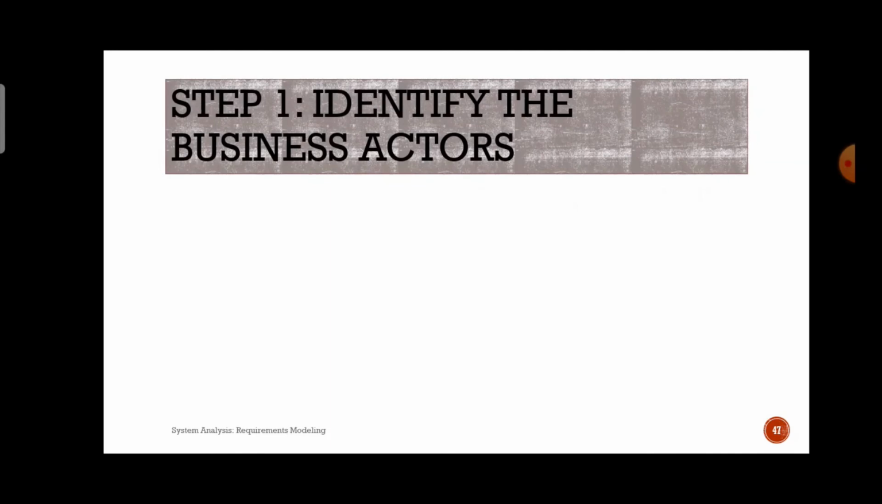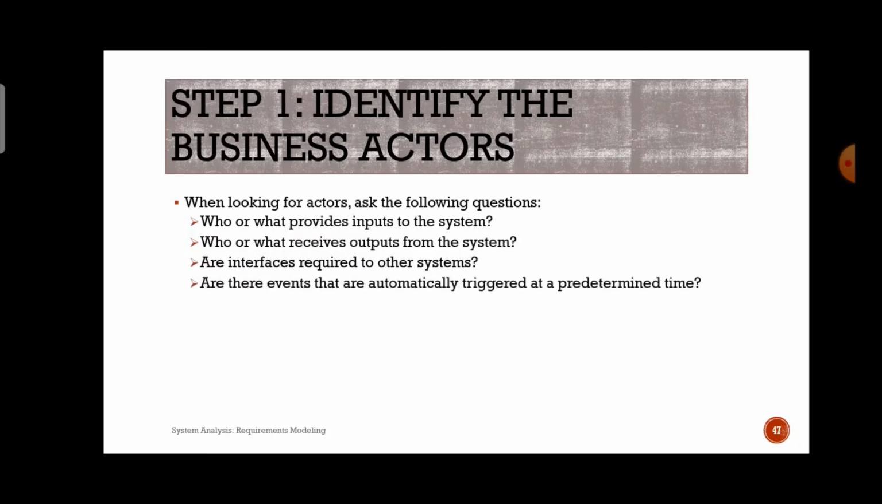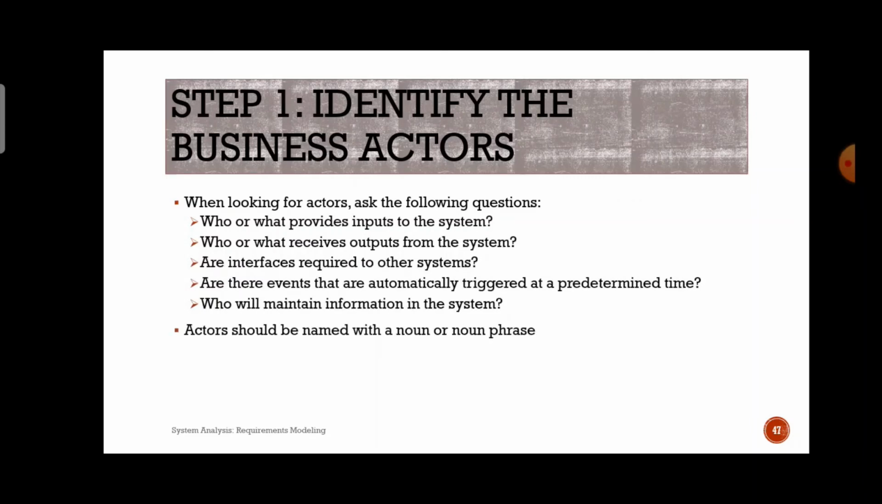So step 1 is to identify the business actors. When looking for actors, ask the following questions: Who or what provides inputs to the system? Who or what receives outputs from the system? Are interfaces required to other systems? Are there events that are automatically triggered at a predetermined time? Who will maintain information in the system? Actors should be named with a noun or a noun phrase.